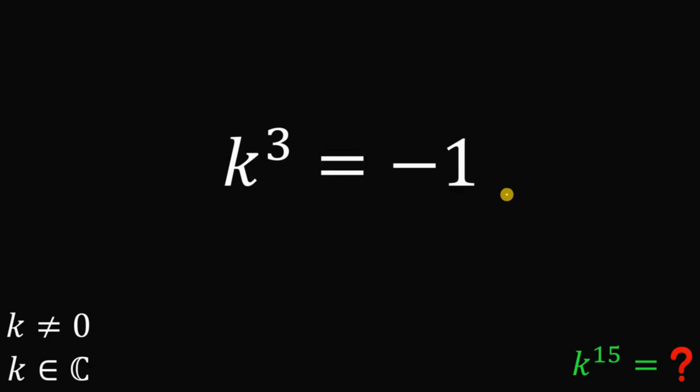Now, I know for sure you said that k equals negative 1. That's the real value of k. But here, k is a complex number. So we want the complex value for the variable k.